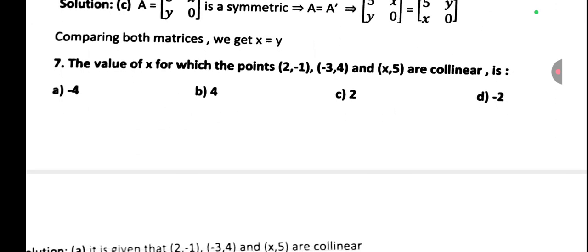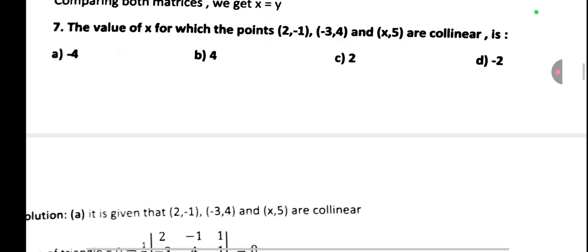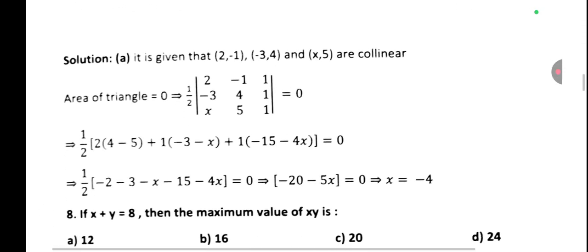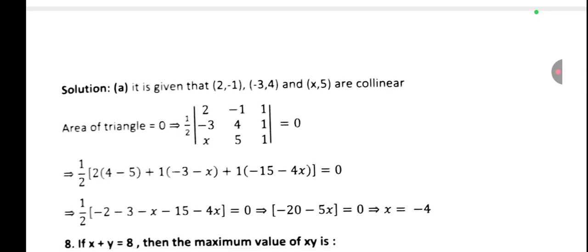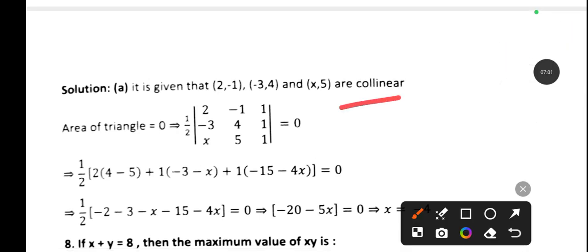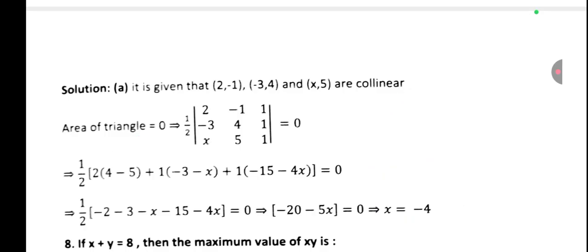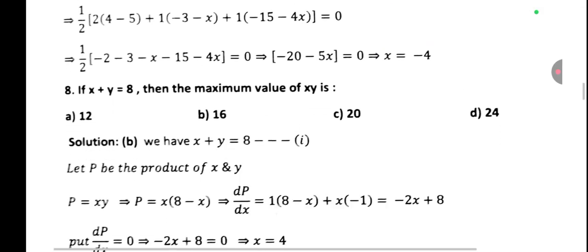My next question is on collinear points. I think they have not asked a collinear question after that, so I am expecting collinear this time. Since they have said collinear, the area of the triangle equals 0. They may ask this time: area of triangle is 0, so half of the formula equate with 0. Division 2 goes to the other side as multiplication. Expand it properly, children. I think we are getting x value minus 4. Try to expand on your own and check if you are getting this answer, and let me know.